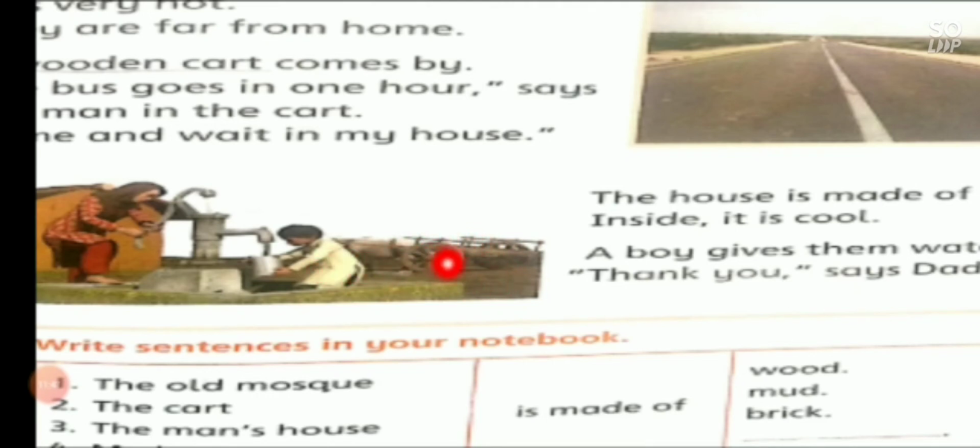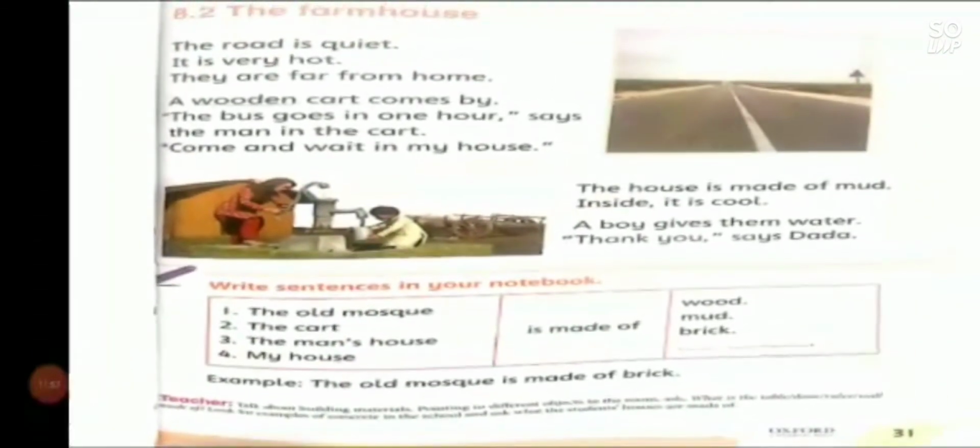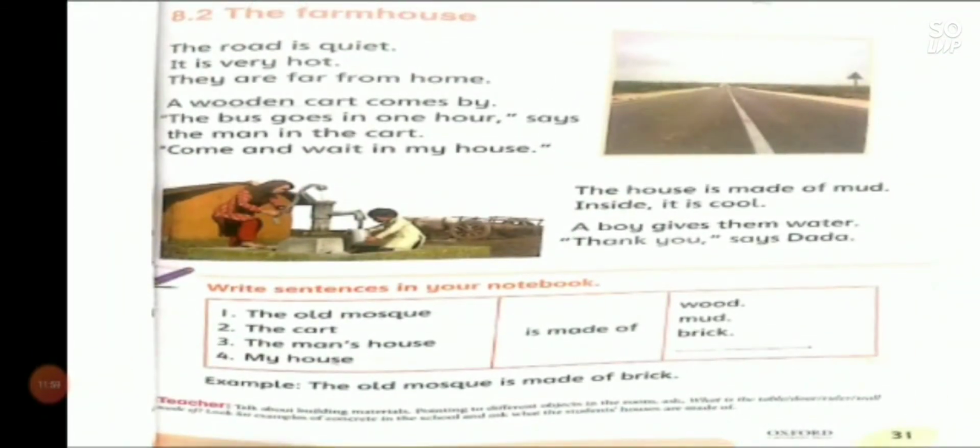As you know, the villagers have to work in the field, so they take their animals and cart to the field to move the stuff from one place to another. A wooden cart comes by. Now look here, we are reading from which material the cart is made. It is made of wood.